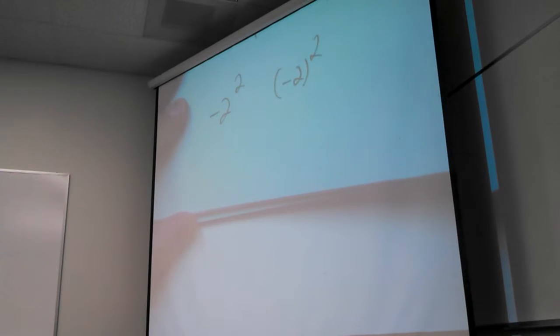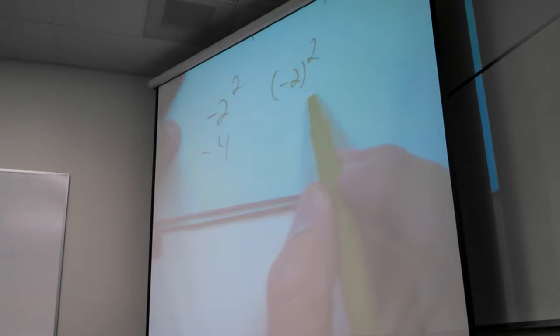-4. Yeah, what's the first one? -4. Yeah, the first one is -4 because it's negative 2 squared. 2 squared is 4, negative out front. This one, 4. I've got 2 -2's multiplied, the negatives cancel, it's +4.